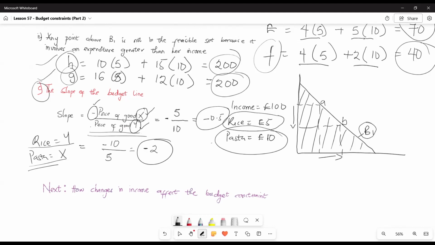So this is all that we have on the second part of our lesson on budget constraint. Our next lesson will be on how changes in income affect the budget constraint.